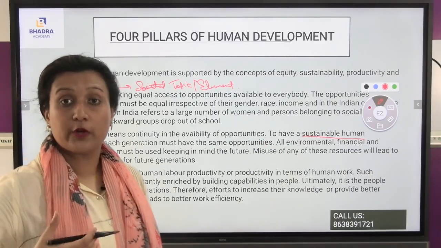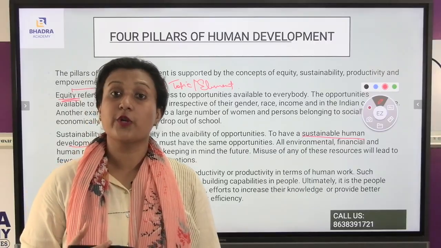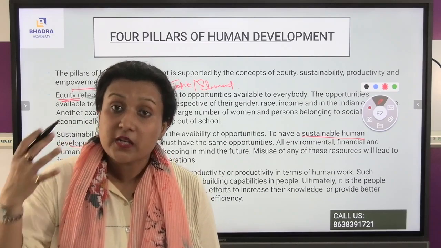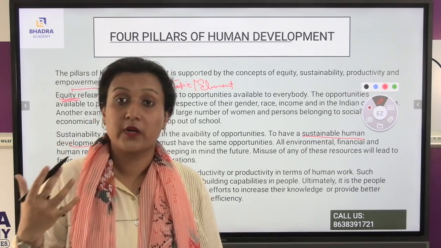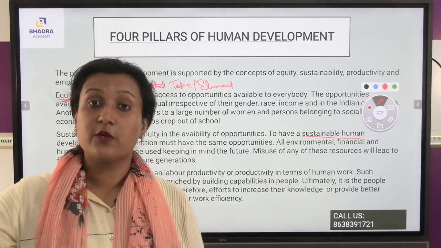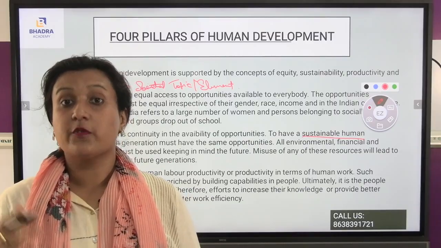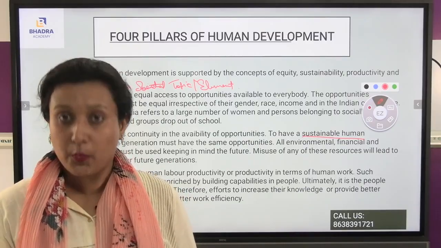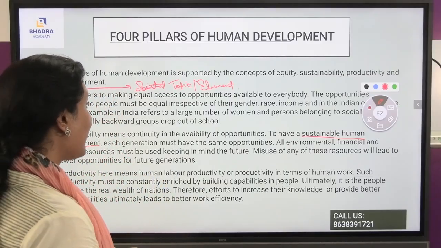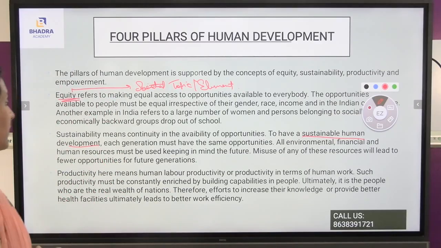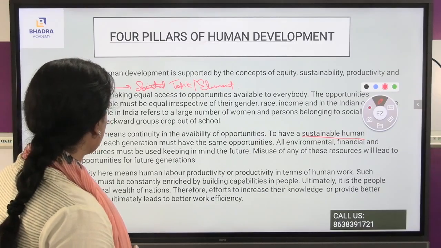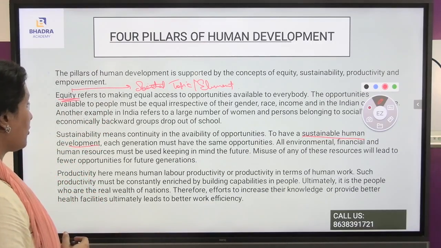Now, if you want to have a sustainable human development, what do you mean by sustainable human development? It means protective or productive human development, which can be sustained and used up to the future generation, which means continuity of the available opportunities as given by the state itself. Also, all environmental, financial, and human resources must be used keeping in mind the future. Misuse of any of these resources will lead to fewer opportunities for future generation.